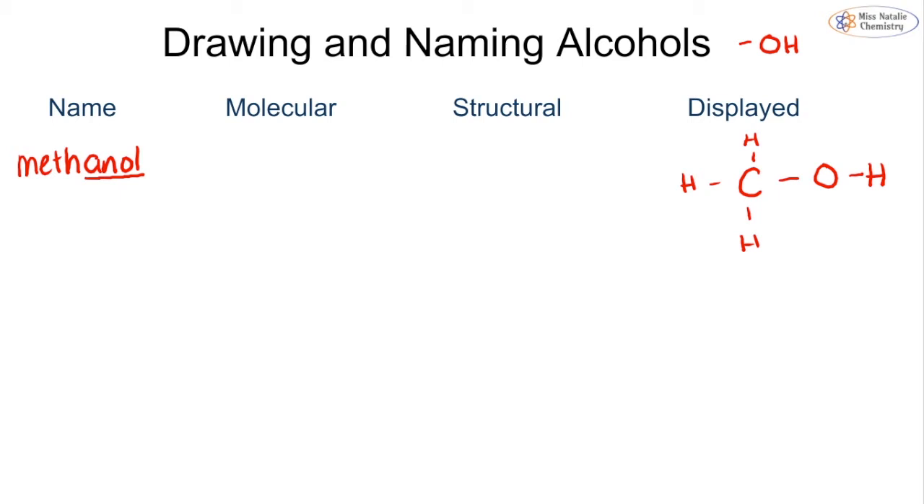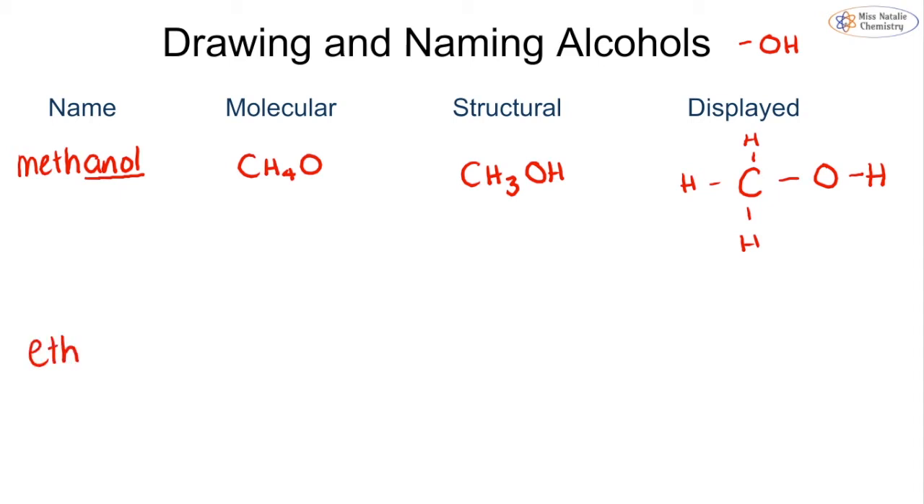Then I can draw out my structural, so I break it down into my smaller chunks. So I have CH3OH, and then my molecular formula is going to just combine everything to tell me how many carbons, hydrogens, and oxygens I have. So I have CH4O, and that's the first. That's methanol. Then we're going to move on to ethanol.